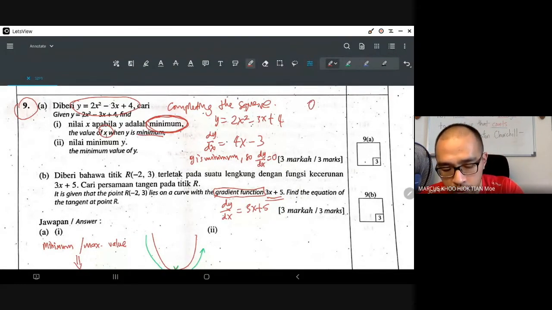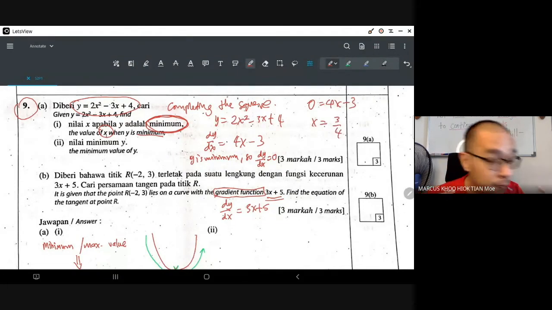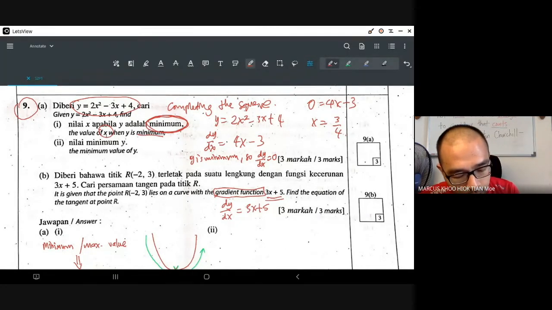So 0 equals 4x minus 3, you will get x equals 3 over 4. Quite simply done, very easily done. x equals 3 over 4. Now, the minimum value of y. If you have x equals 3 over 4 and you know that y is minimum when x equals 3 over 4, all you have to do is just substitute x as 3 over 4.